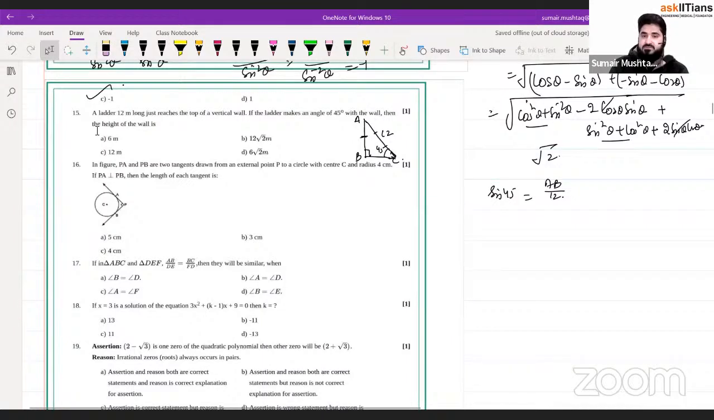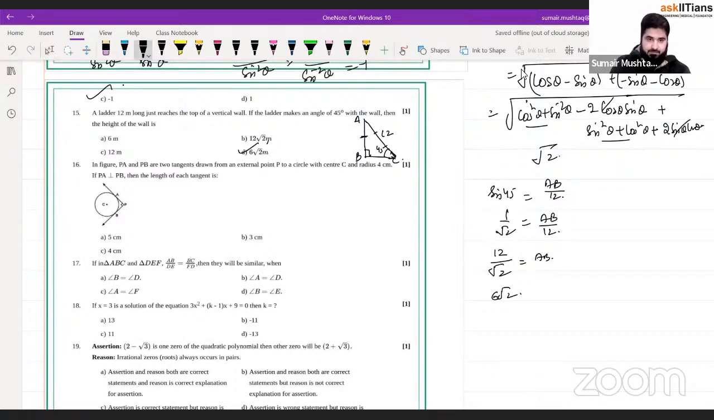Sine 45 is 1 by root 2. This is equal to AB upon 12. And this can be written as 12 divided by root 2. This is equal to AB. After rationalization, you can directly get 6 root 2. Simple. Yes, this is the option.